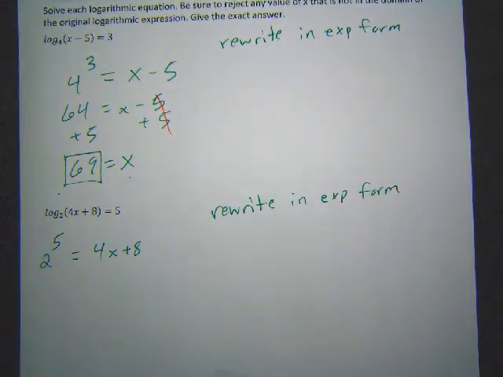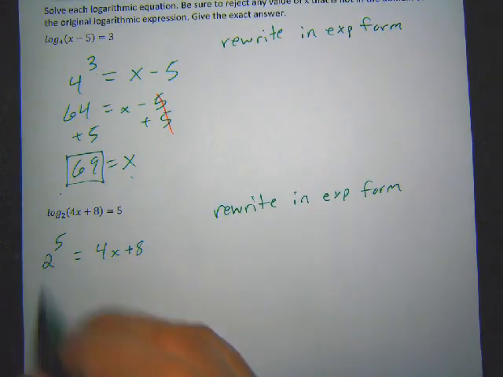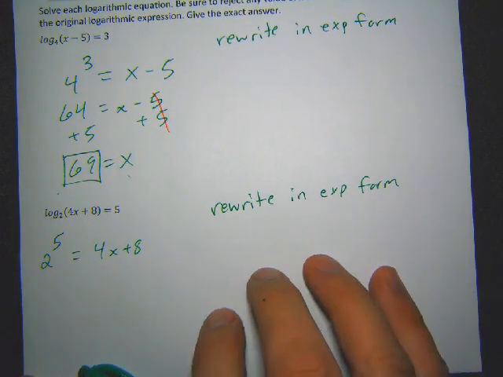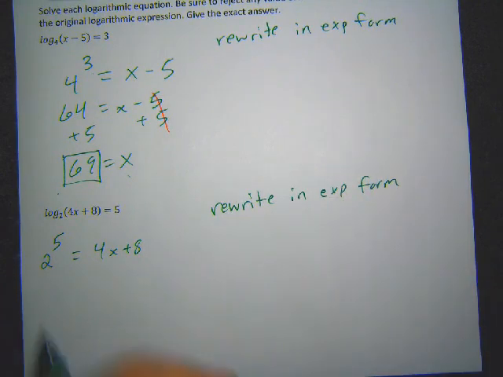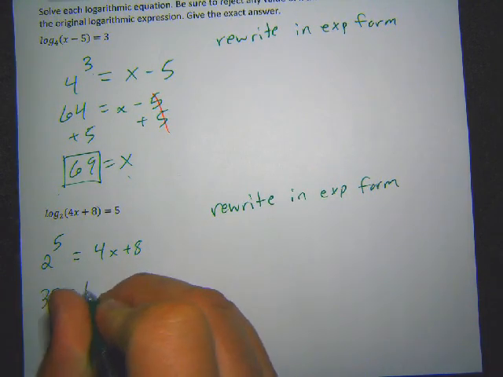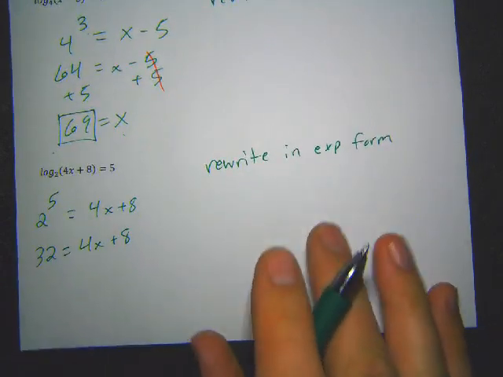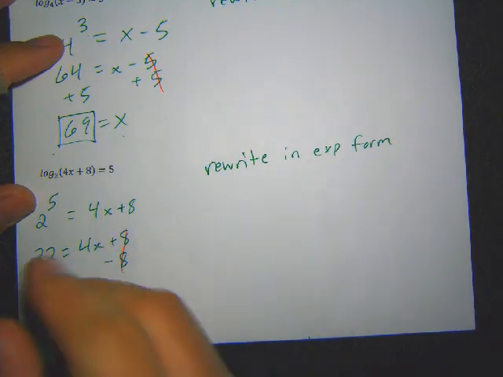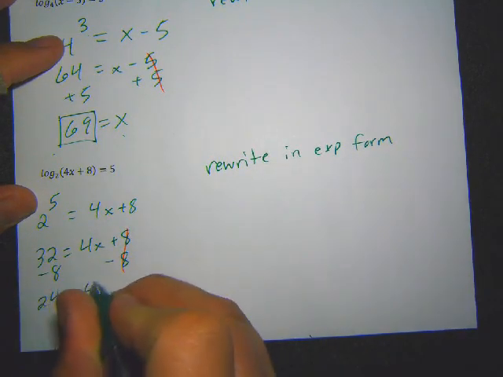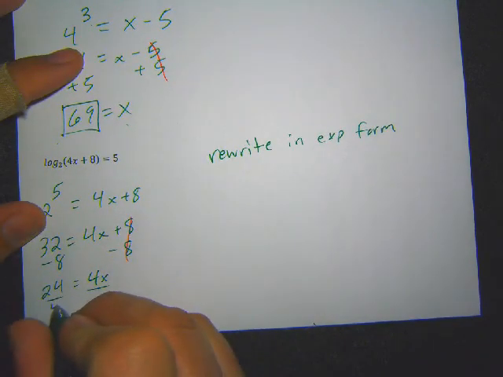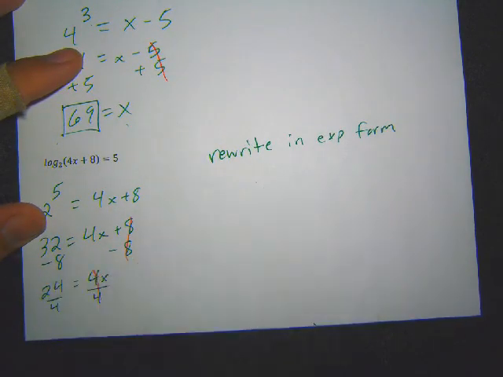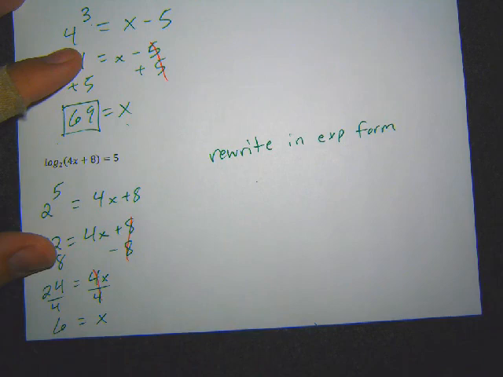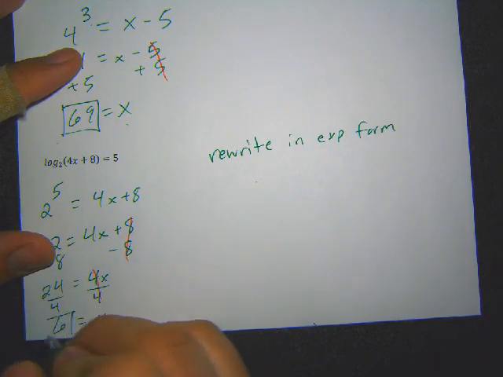Okay, so here I'm going to solve this. I'm going to go ahead and do 2 to the 5th first. So 2 times 2 is 4, times 2 is 8, times 2 is 16, times 2 is 32. So 5 2's makes 32. So this is 32 equals 4x plus 8. Let's subtract 8 from both sides. So I get 24 equals 4x. I'm going to divide both sides by 4. And we get x equals, what is that, 6? Yeah, this is 6 equals x. So our answer for this one is 6.